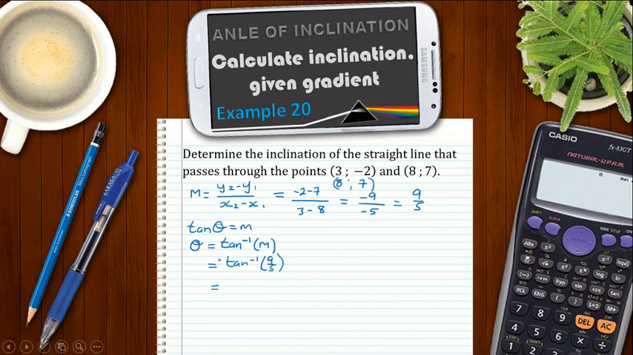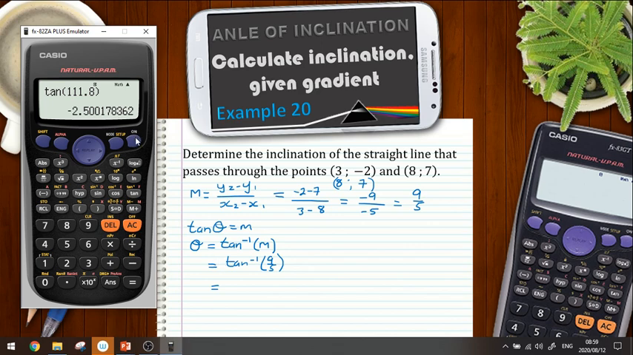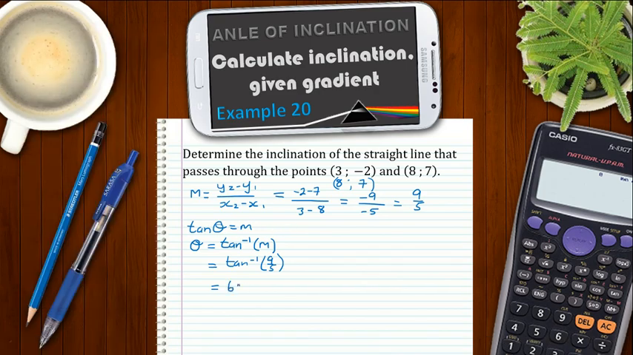And then when I substitute that into the calculator, you can see here's tan, and the yellow part is the inverse of tan. So you're going to say shift tan, and then put in the gradient for that. So that's 9 over 5, and that's equal to 60,95 if I round that off to 2 decimal places. So 60,95 degrees.